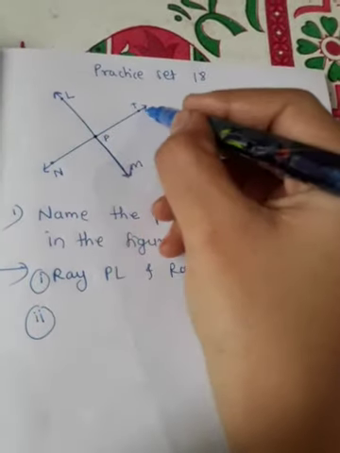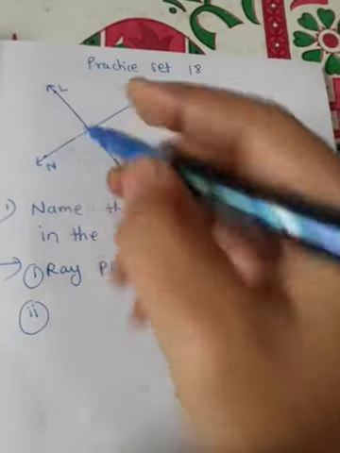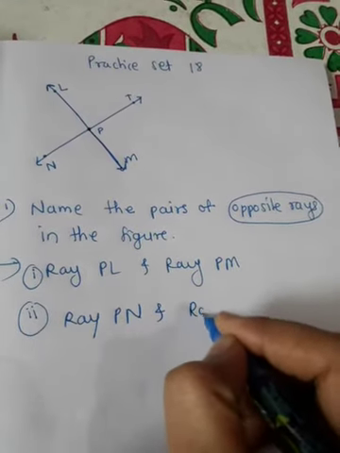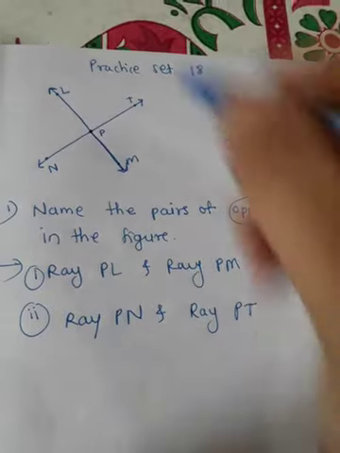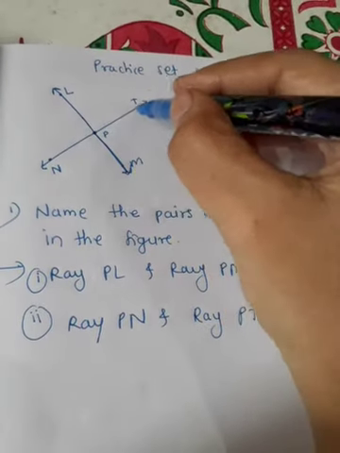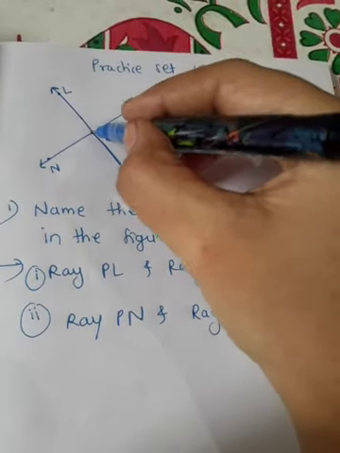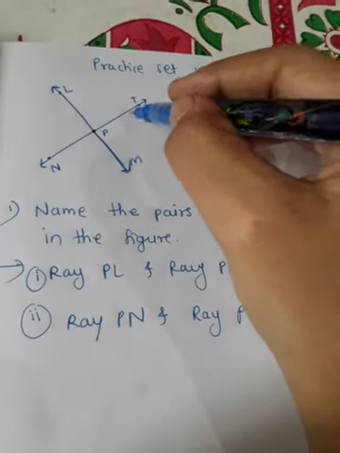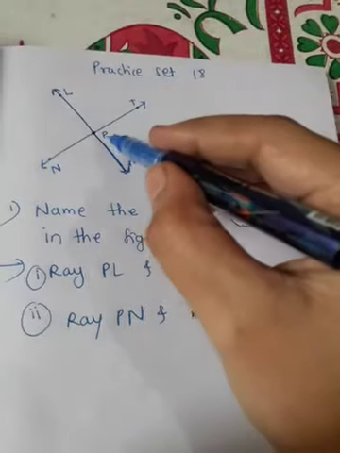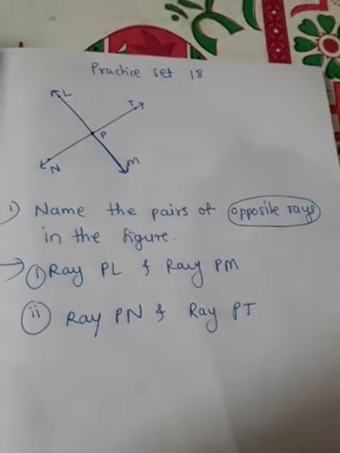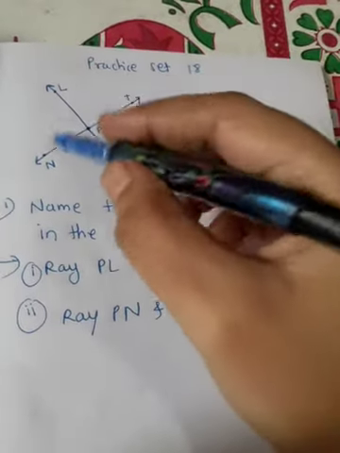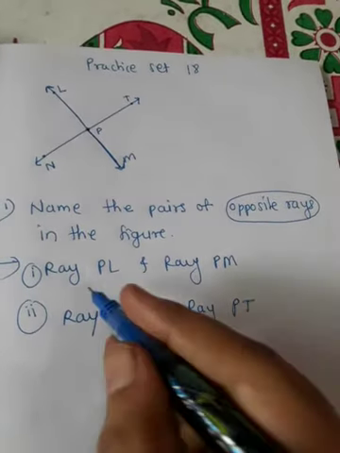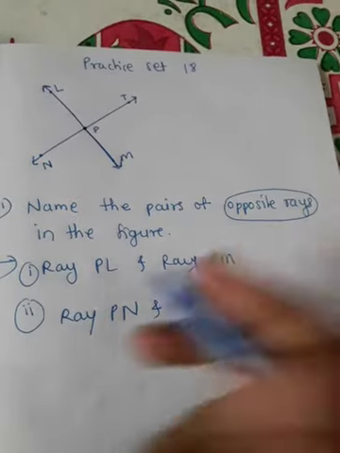The second pair is ray PN and ray PT. Here ray PN and ray PT have common origin P, and they form a straight line, and they are in opposite directions. Okay, so we can write ray PN and ray PT. Now there is no other pair which forms opposite rays. So there are only two pairs which form opposite rays.